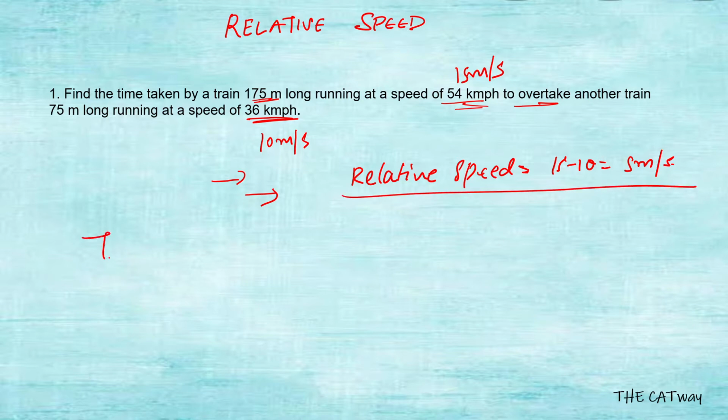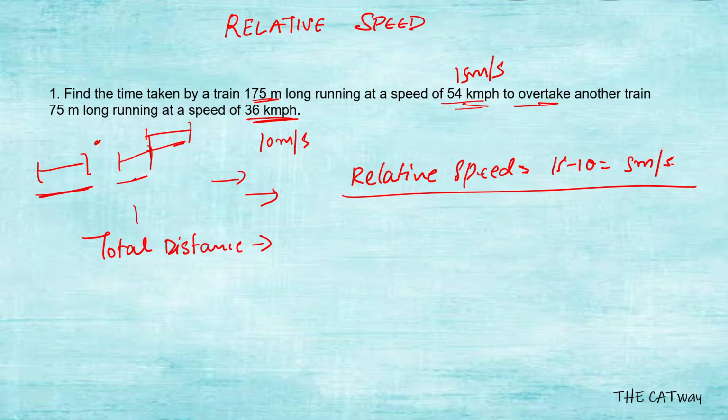Now we are talking about distance. So what is going to be the total distance? In the previous videos I have told you that whenever there is a train with respect to a very small object, then the total distance is taken as the length of the train. When there is a train and a platform, the total distance is taken to be the length of the train and the platform. Similarly, when there are two trains, then the total distance is the sum of the lengths of both the trains. So that means the total distance is going to be 175 plus 75. So this will be 250 meters.